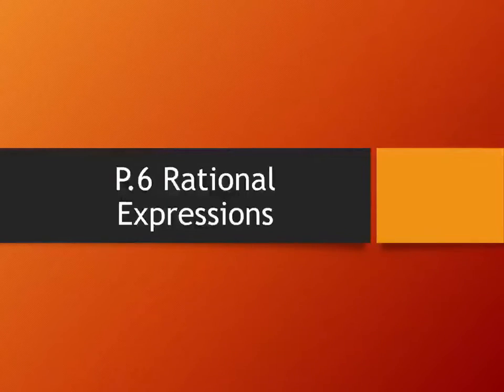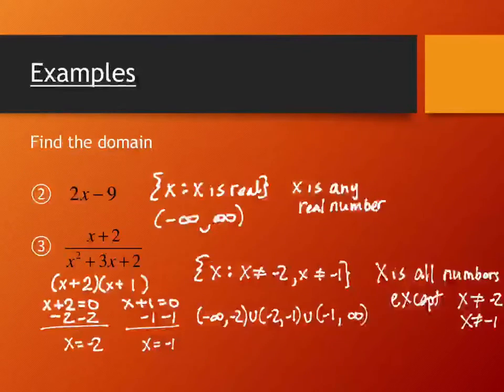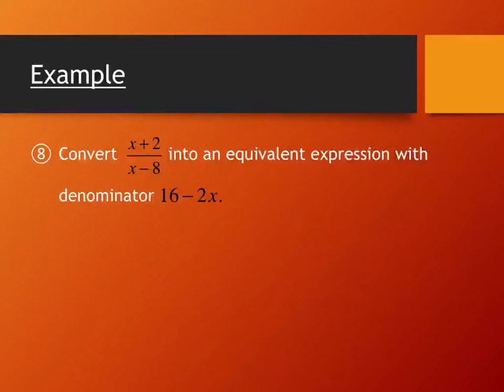Last time we started section P6 Rational Expressions, and we had gotten about halfway done, and we are at this particular one, I believe, number 8, where it asks us to convert this into an equivalent expression where the denominator is 16 minus 2x instead of 8x minus 8. So what we want to notice is what's different in those two denominators.